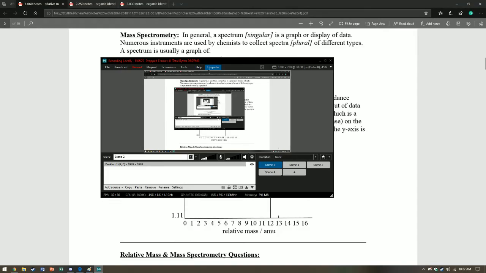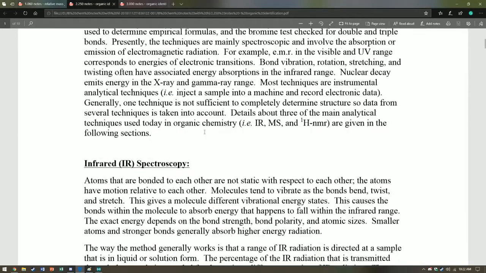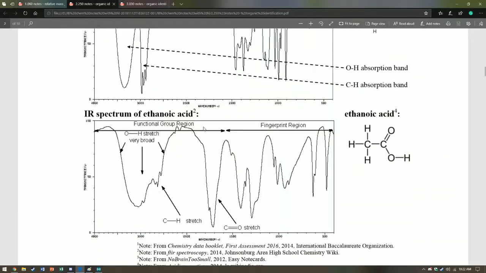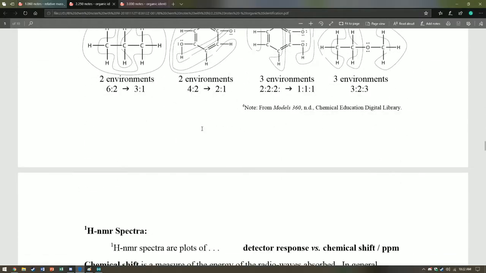Now, there's another use for this data, and when we go here, I need to find it in my notes.